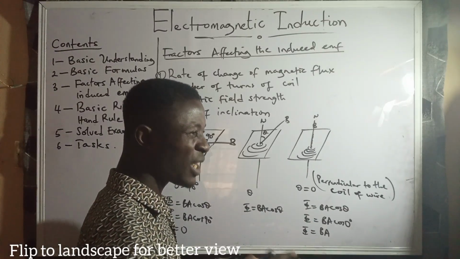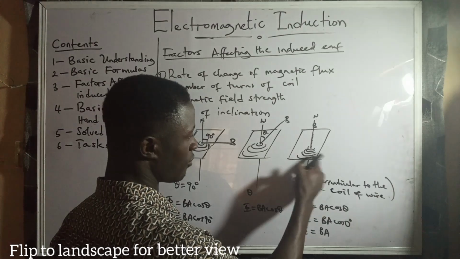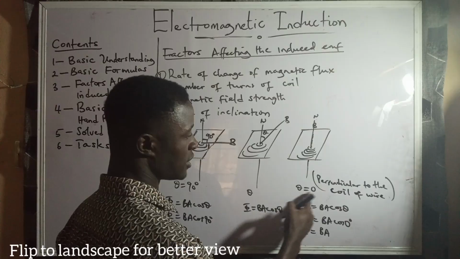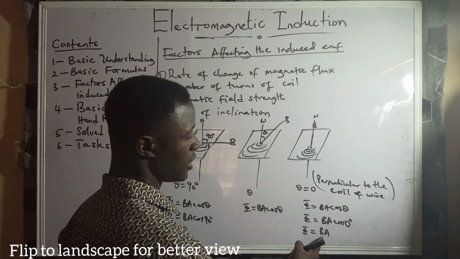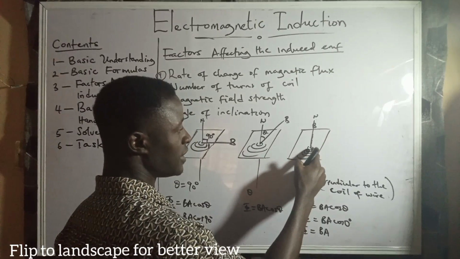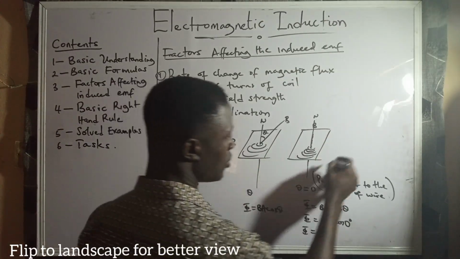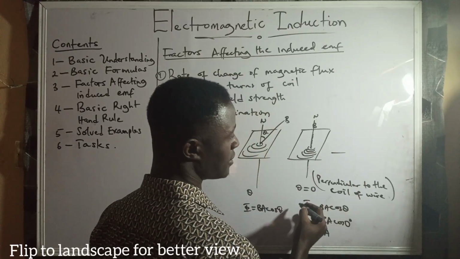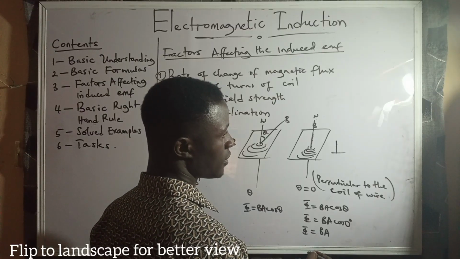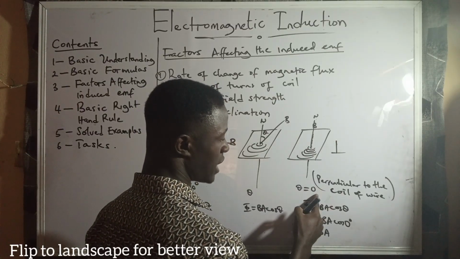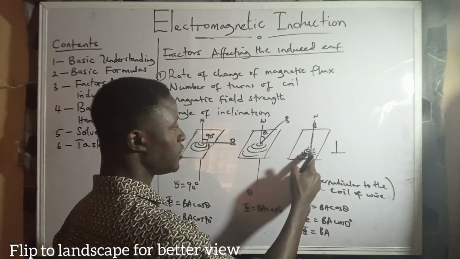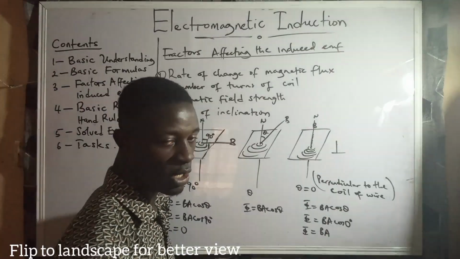When it is perpendicular to the coil of wire, like this is the coil of wire, this is your magnetic field entering it. When it is perpendicular in this way, your theta is equal to 0. If your theta is 0, then you have the greatest magnetic flux. So just assume that this coil of wire is like this, and your magnetic field is like this. Then your theta is equal to 0, and your magnetic flux is greatest when your magnetic field is perpendicular to the coil of wire.